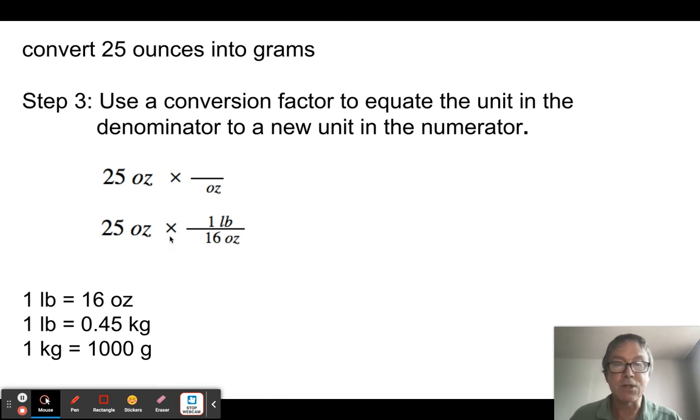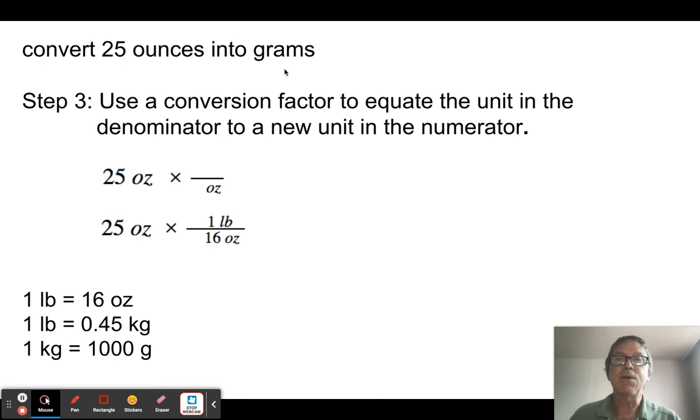It is essential that you understand two things. One, whatever unit you have here that you don't want must go in the denominator. So if I don't want pounds, it's going to have to go into the denominator in the next step. The other thing you must understand is the numerator and the denominator must be equal to each other via a conversion factor. All right, whether that's a given one or a measured one.